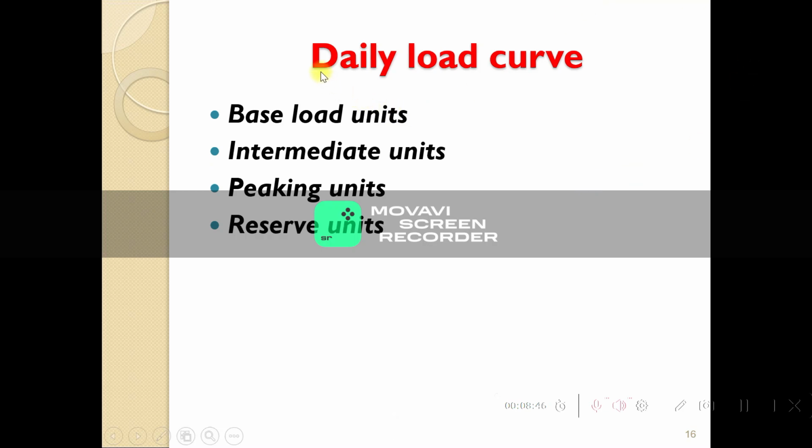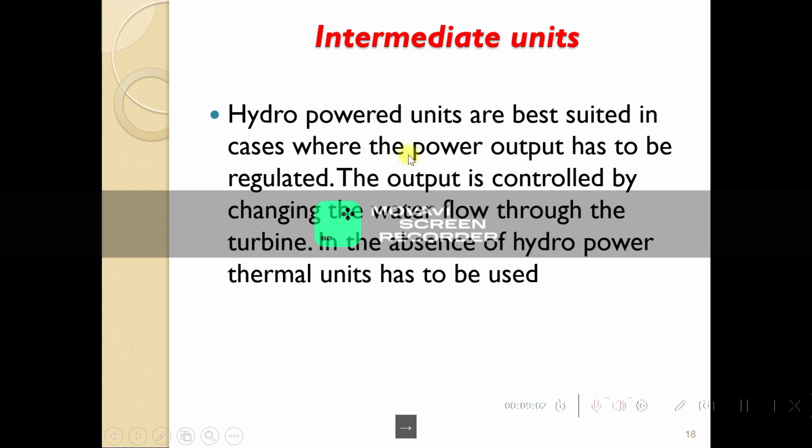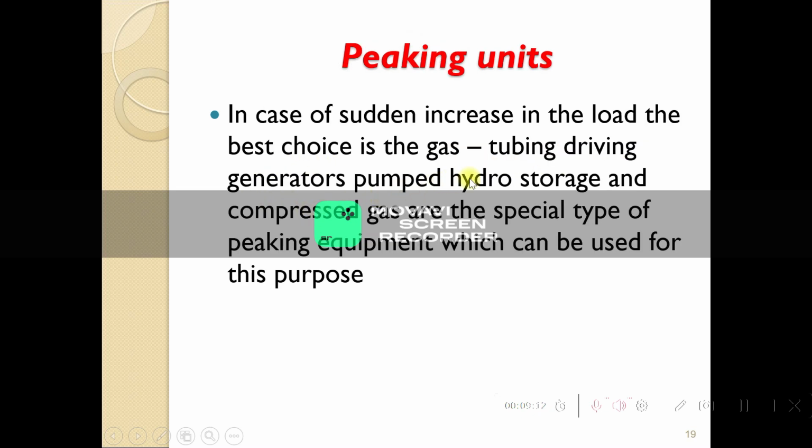Next, the daily load curve: base load unit, intermediate unit, peak unit and reserve units. Base load: nuclear units fall under this category, so the nuclear power plant is considered only for the base load unit. And for the intermediate units, we are going to consider the hydro power plant, where power output has to be regulated.